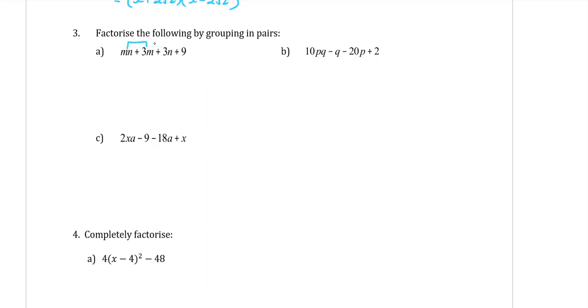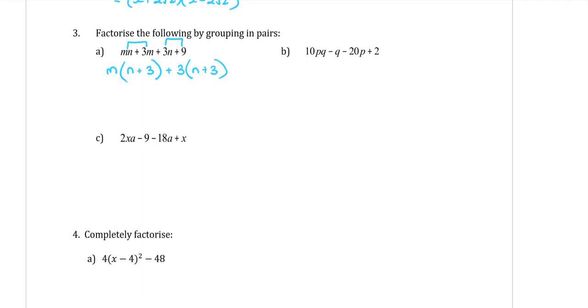So if I just look at my first and second term, both of those terms have an m in them. So I'm going to bring the m out as a factor, which would leave n plus 3 to go inside. In the third and the fourth term, I can factorize out a positive 3, which would leave n plus 3.